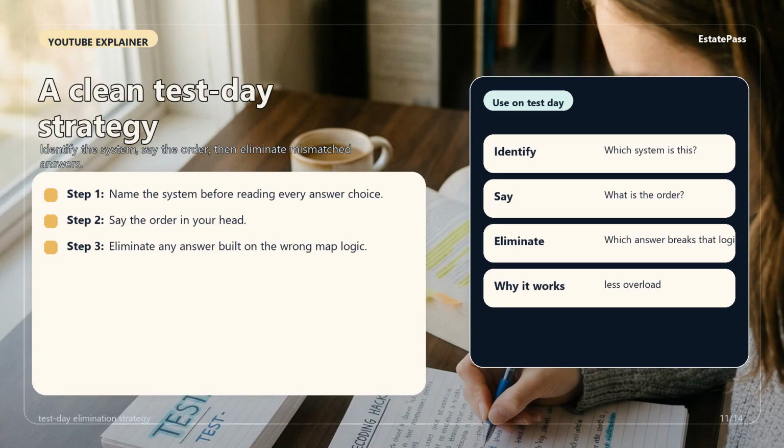If you still get stuck, use a simple strategy. First, identify the system. Second, say the reading order out loud in your head. Third, eliminate answer choices that belong to a different system. This works because the exam often hides one correct map logic inside a group of familiar, but mismatched terms.